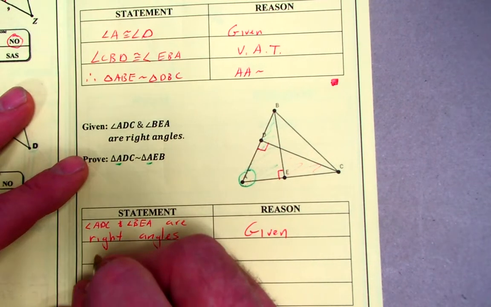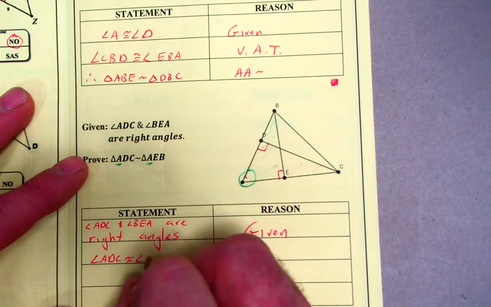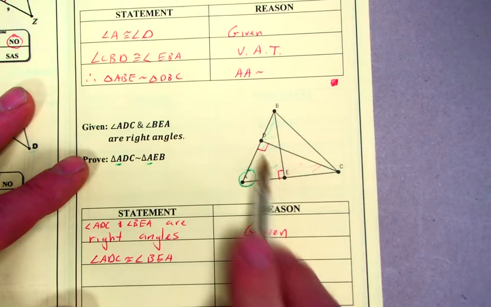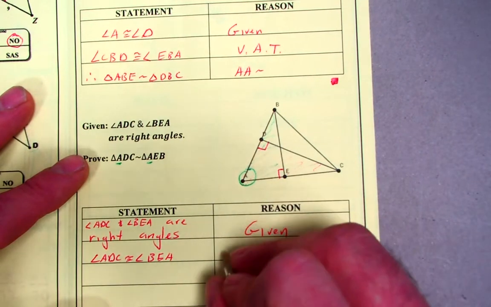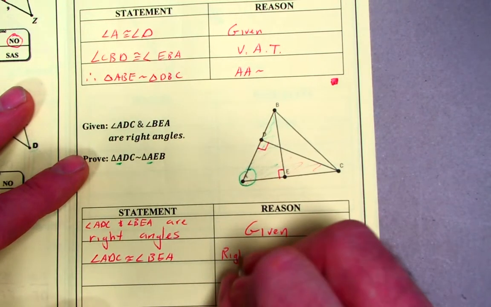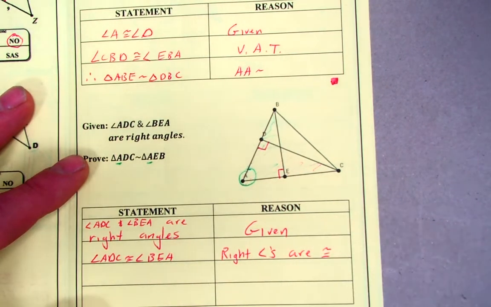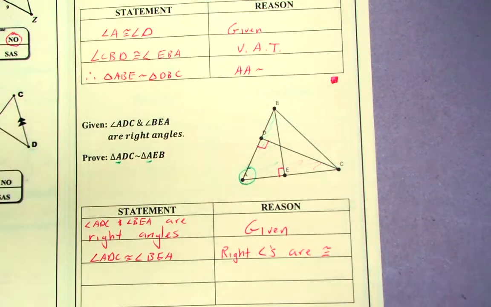Okay, now we can say that angle ADC is congruent to angle BEA. And how do we know that these two angles are congruent? Because all right angles are congruent. So we'll just say that: right angles are congruent. It's kind of by the definition of right angle. Maybe that would have been the better reason, but it's the same idea. All right angles are congruent.